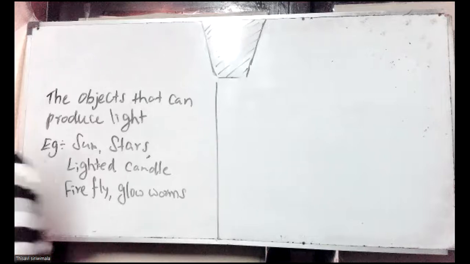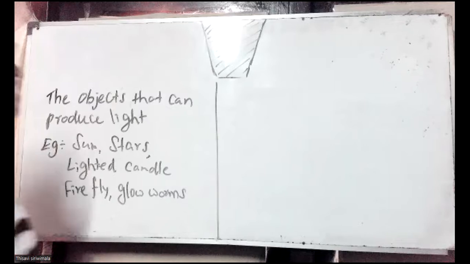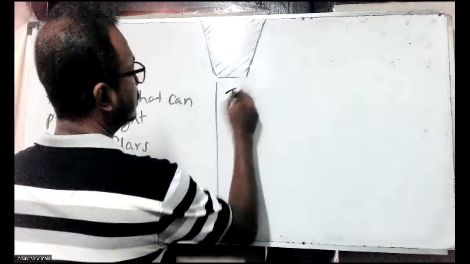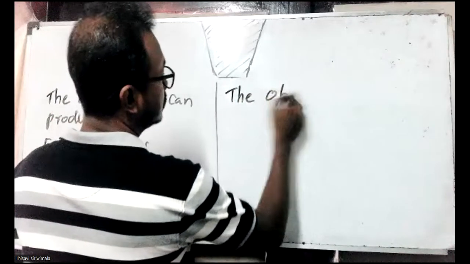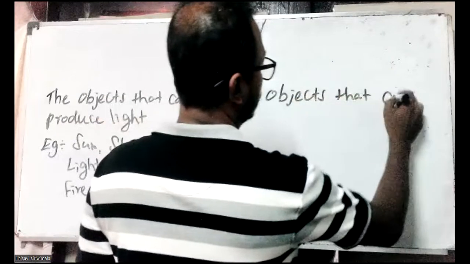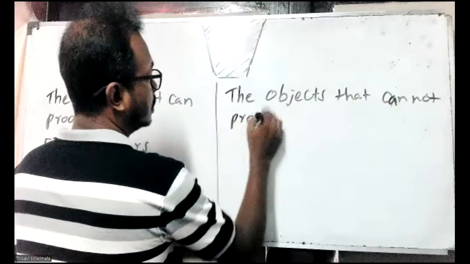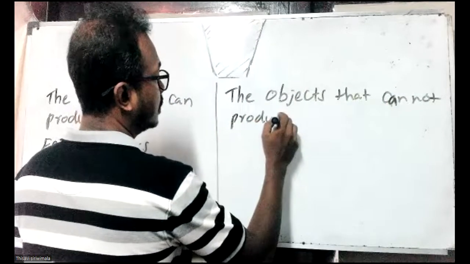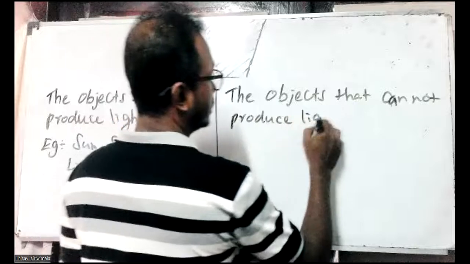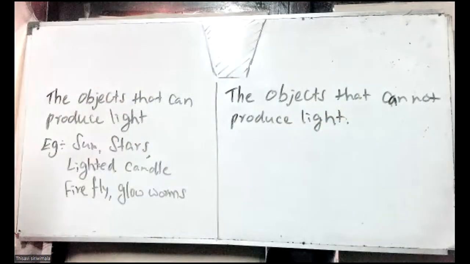Okay. Then comes non-luminous objects. So the non-luminous objects are the objects which cannot produce their own light. Yeah, right? The objects that cannot produce light. They are non-luminous objects.